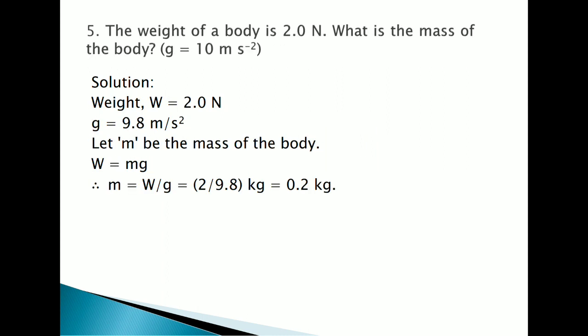The weight of the body has been given as 2 Newton. What is the mass of the body? Weight has been given as 2 Newton. What is the formula? W is equal to F is equal to m into g. We have to calculate mass, so m can be written as W upon g. So it will be 2 upon 9.8. It will be 0.2 kg.